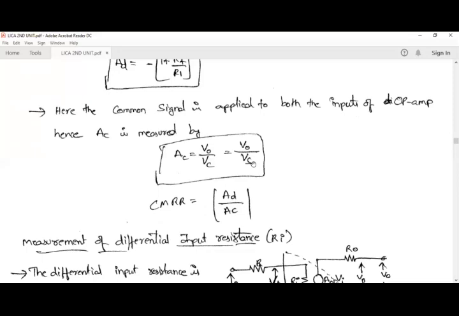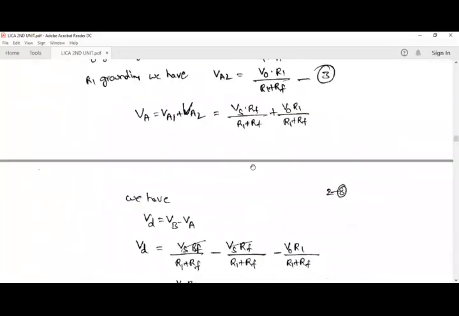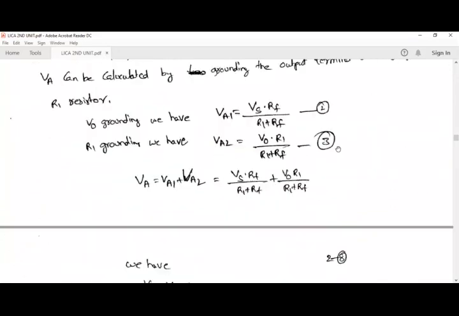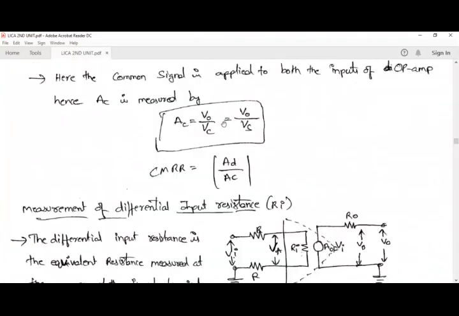One thing to keep in mind: when you are measuring AD, you have to follow the procedure I have described here. And when you are measuring AC, you have to give the same signal to the two inputs, and measure the input signal voltage as well as the output signal. So you know that AC is equal to V0 by VS.